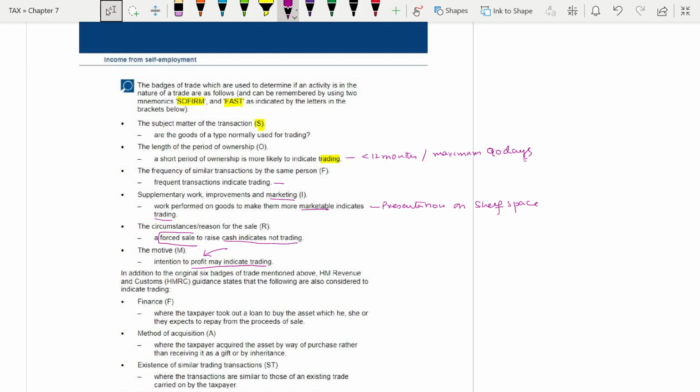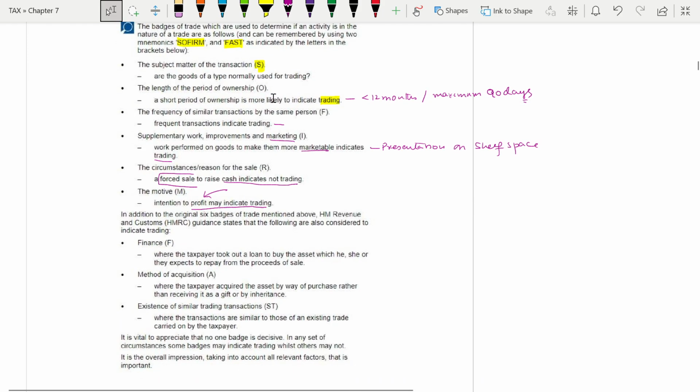These are called SOFA: subject matter, ownership, frequency, improvements, reason, and motive. In addition to the original six badges of trade, HMRC guidance states that the following are considered as indicating trading purpose. First, in terms of finance, people will take a loan to buy an asset and repay it from the proceeds of sale. You take the finance, buy an asset; people take a loan for trading purposes.